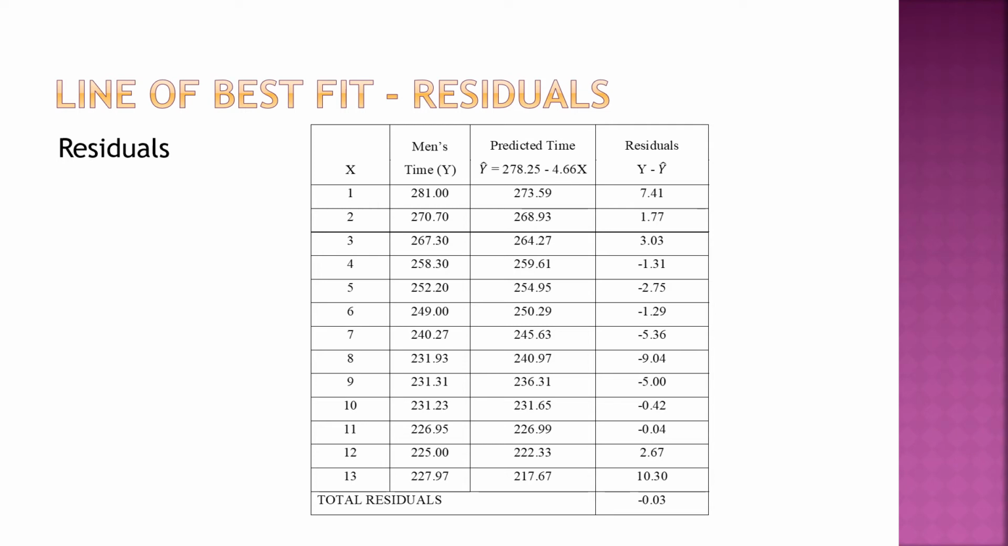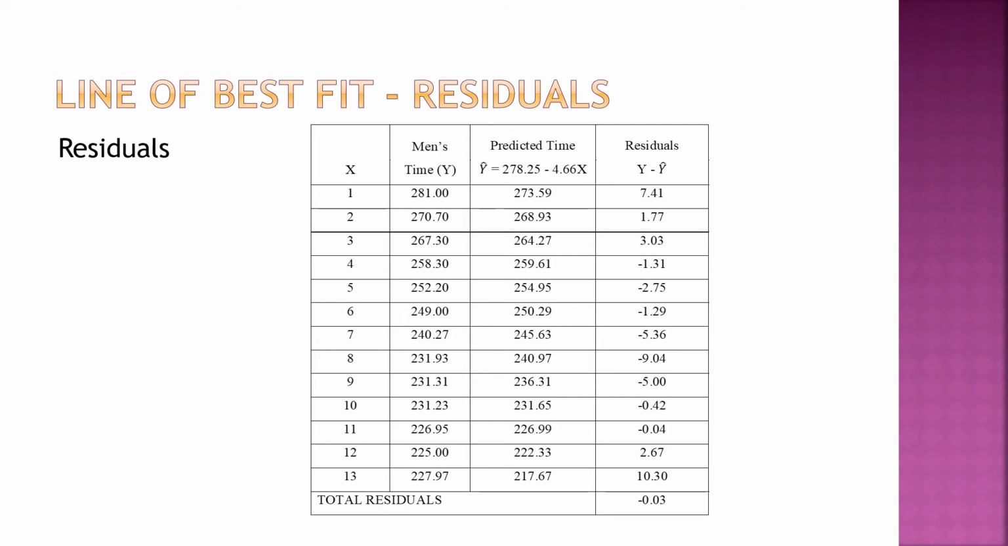Actual is whatever is given to you in the table. Like x, let's say now, x equals 5. Originally it is 252.2, isn't it? What's your predicted value? You will put x equals 5 into the equation and you will get 254.95. Then how to find residual? Actual minus predicted. So your residual is negative 2.75. What is the significance? Why is it negative? Because predicted is more than actual.